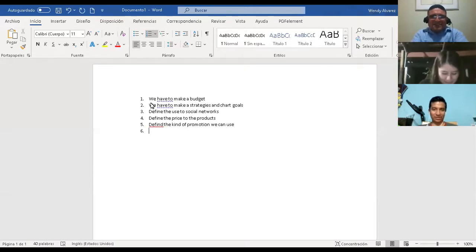The action plan is number 1, we have to make a budget. Number 2, we have to make a strategies chart with goals. And number three, define the use of social networks. Number four, define the price of the products. Number five, define the kind of promotions we can use. And number six, make a survey to know the degree of acceptance. Okay, good.